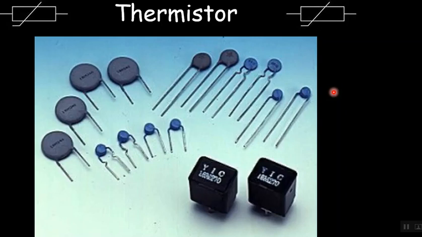So for example, you want to have a heater that switches on automatically. When it's normal temperature, there would be no current flowing because the resistance is high. But as it gets colder, you want your heater to switch on automatically, so we want the resistance to decrease so that the current can increase.